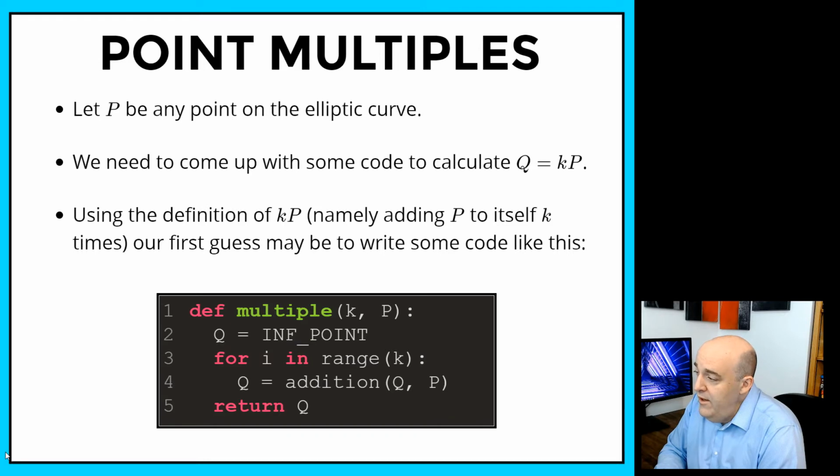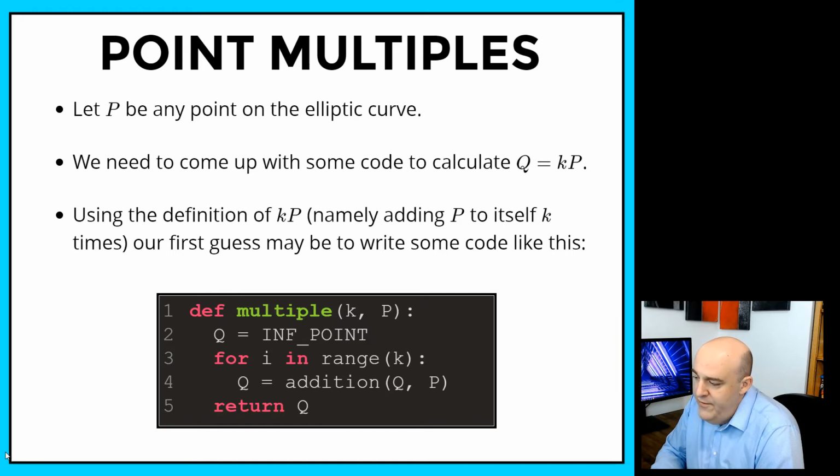Now, we need to think about how we find multiples of a point in code. So let P be any point on the elliptic curve, and let's imagine k is some positive integer. And we want to find a way to calculate kP, which means P added to itself k times.